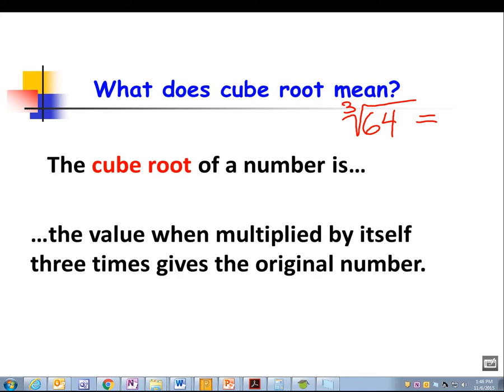Yes. What is it? 4. Because 4 times 4 times 4 is equal to 64. That's what that means. It's saying that if we get the original number.